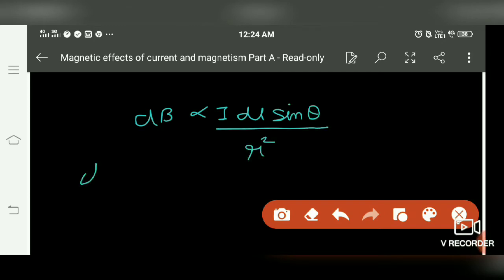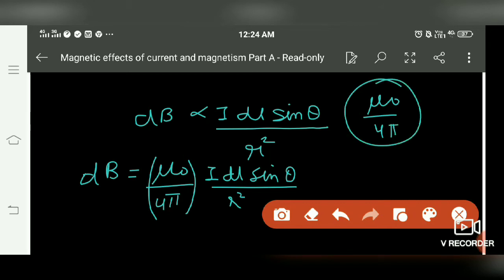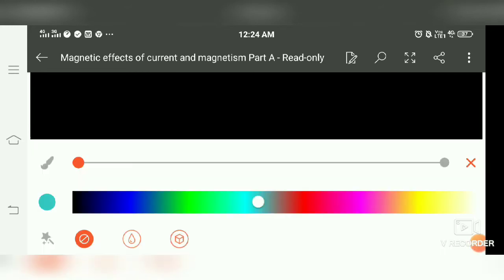So if we remove this proportionality sign, we get dB equals mu naught by 4 pi times I dl sine theta upon r square, where mu naught by 4 pi is the proportionality constant, and this mu naught is called permeability.